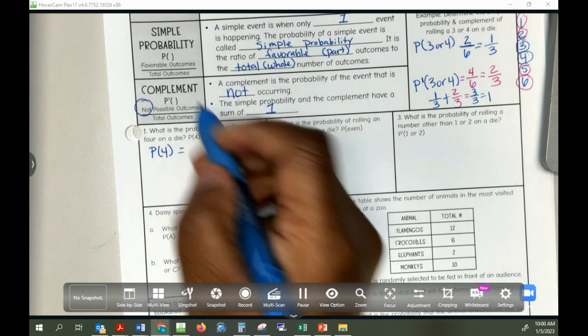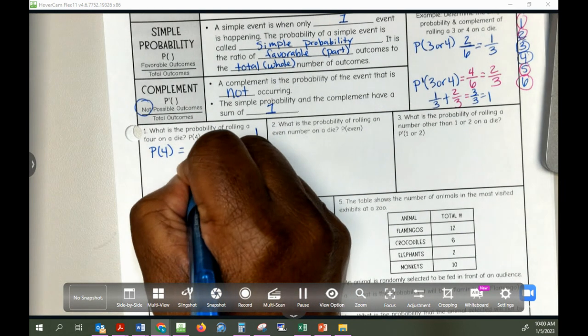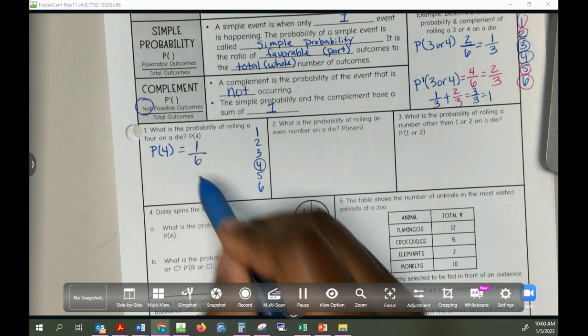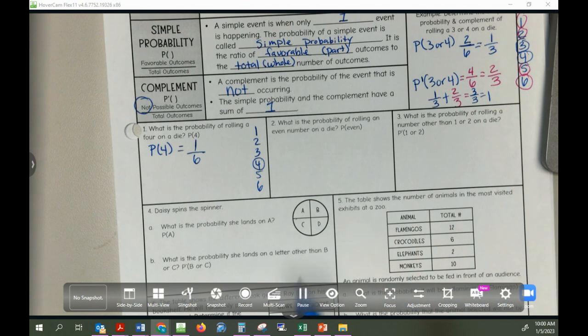It's 1 out of 6. So it's a chance of a 1 out of 6 because a 4 only appears once. That's 1 out of 6 and it's already simplified. Let's go to the next one.